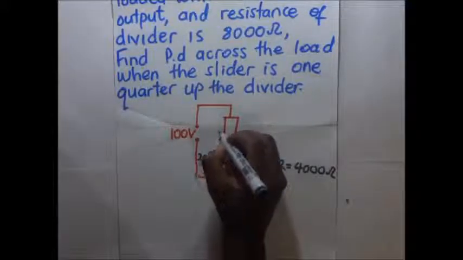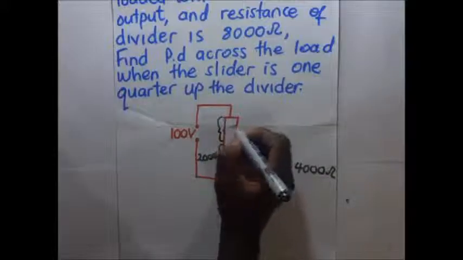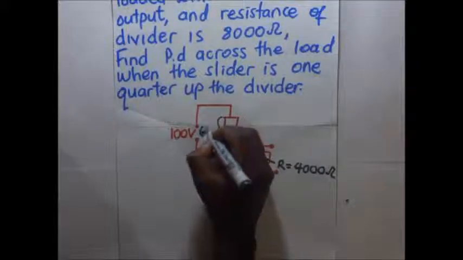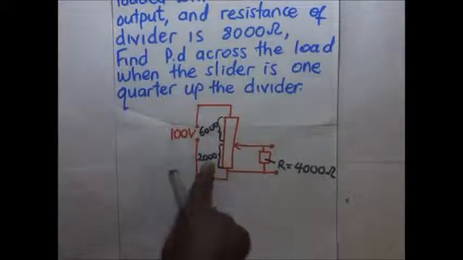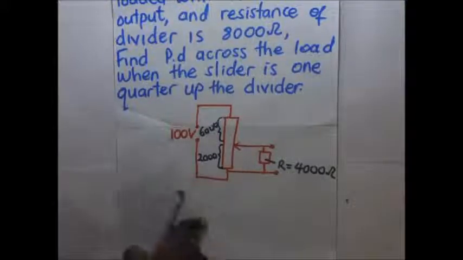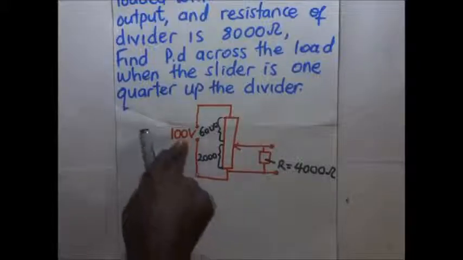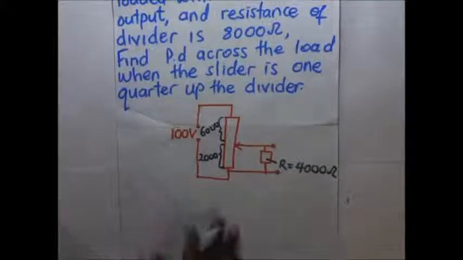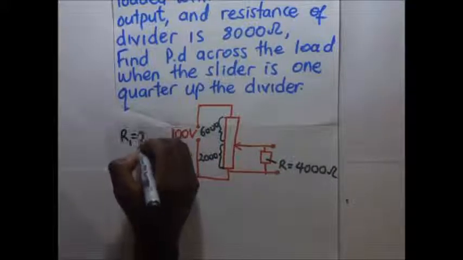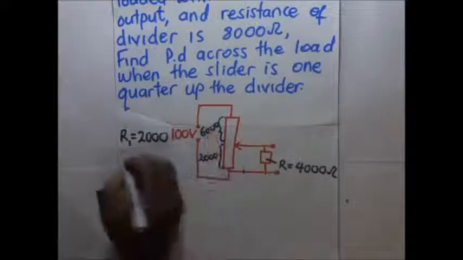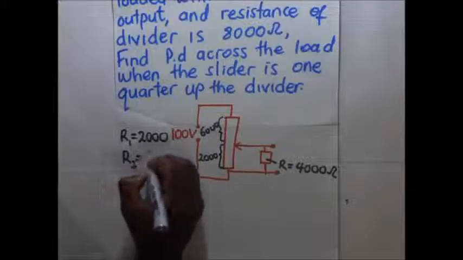and this upper part has got the remaining bit, which is 6,000. So meaning that 6,000 plus 2,000 makes it 8,000 ohms. It also has an input voltage of 100 volts. So it means that here our R1 is 2,000, and our R2 is 6,000.